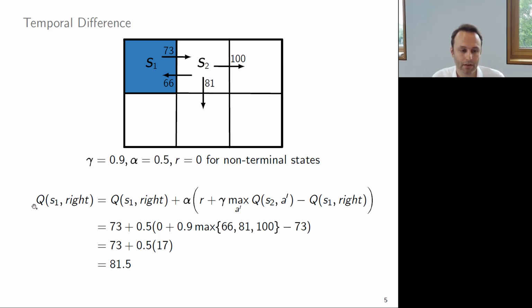So we have the estimate of the Q function for being in state S1 and choosing to go right to S2. And that's revised by just the signal that we get once we go to S2. We get here a reward of 0, but we get some future possible rewards of 100. We discount that by 0.9, and then that gives us a new estimate of our Q function, which is 81.5.